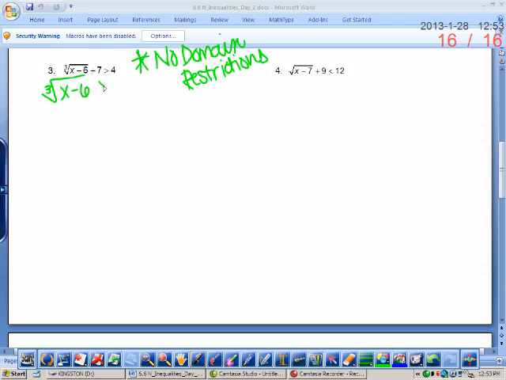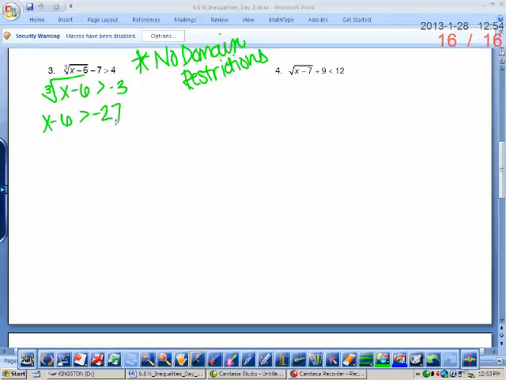Subtract the 7. Cube both sides. So we get x minus 6 is greater than negative 27. Why don't we set it equal to? Okay, so you don't have to write this one as an equation because you can solve this as an inequality.